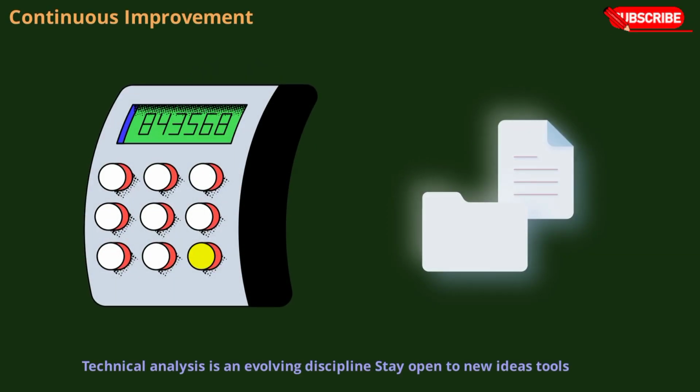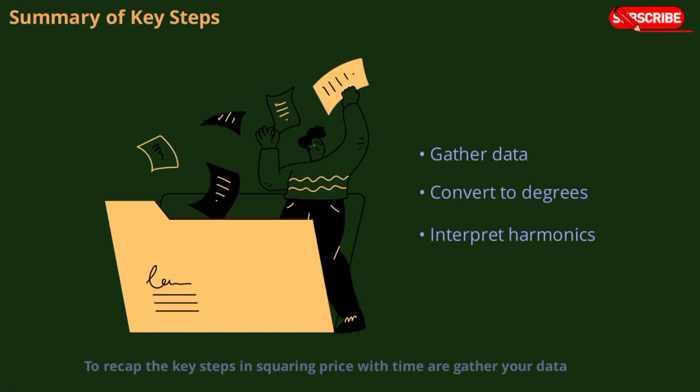Technical analysis is an evolving discipline. Stay open to new ideas, tools, and techniques that can enhance your understanding of price and time relationships. Continuous improvement is the hallmark of successful traders and analysts. Recap: the key steps in squaring price with time are: gather your data, convert time and price to degrees, compare for harmonic relationships, and interpret the results in the context of market structure. Following this process ensures a systematic and effective analysis.